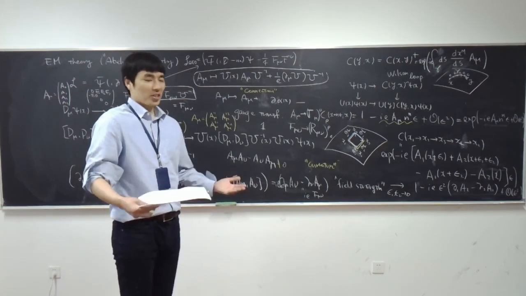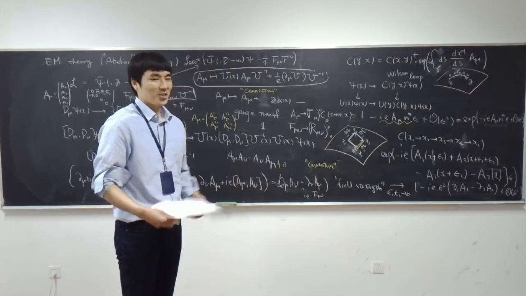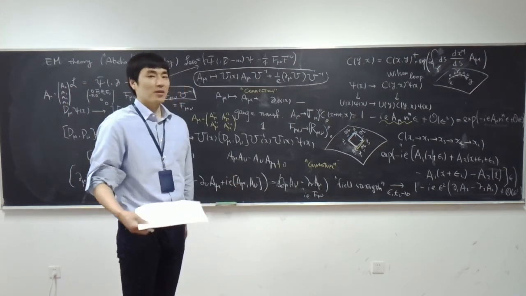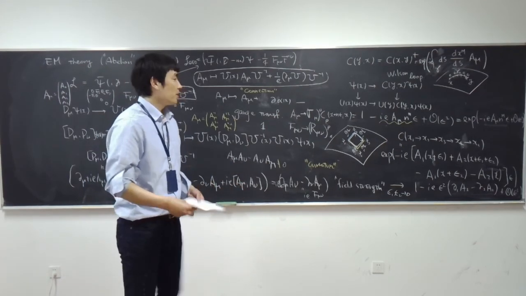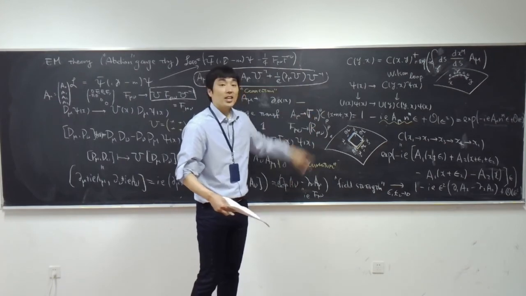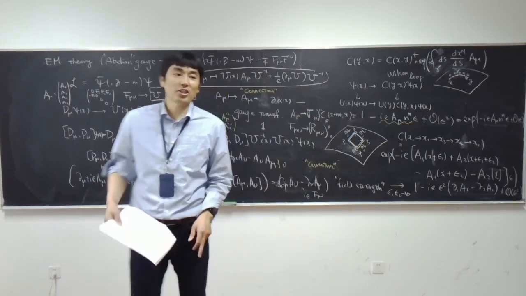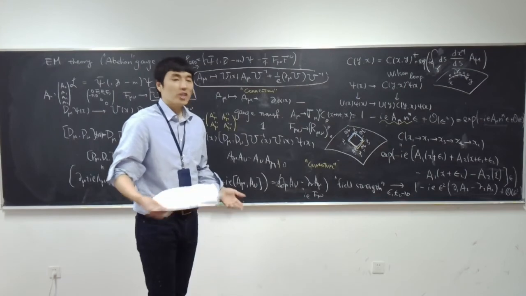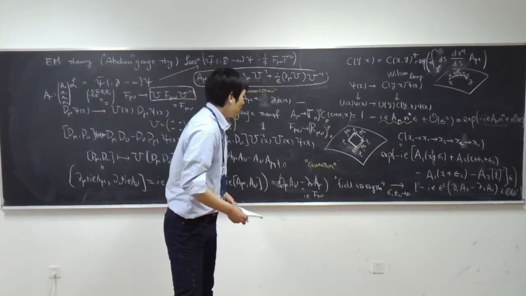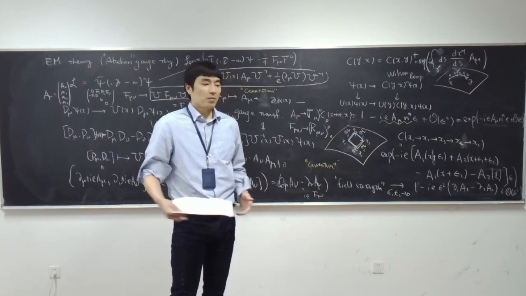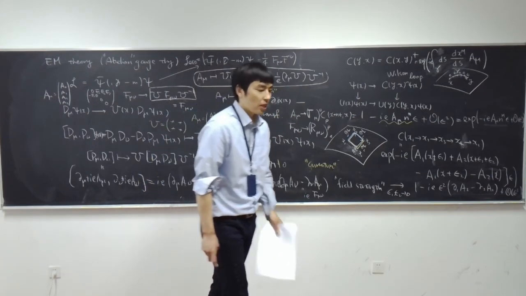And Yang and Mills just learned the language of vector bundles and tried to construct a similar theory to Einstein's general relativity. So Yang and Mills tried to construct a similar theory by using the theory of vector bundles. That's how the Yang-Mills theory starts.